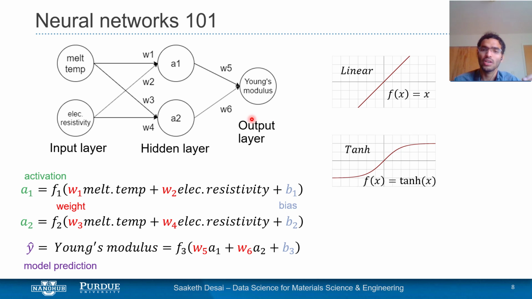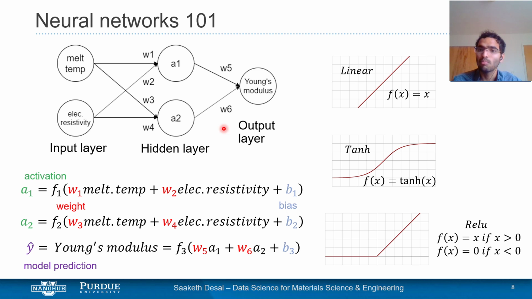Some other activation functions are the hyperbolic tangent, which restricts the output to be between -1 and 1. Another popular activation function is the rectified linear unit, also called ReLU, which returns the input as it is if the input is positive, or returns 0 if the input is negative. So these are some common activation functions that are used in training neural networks, and we will use some of this in the hands-on tutorial to predict the Young's modulus, and a little bit here in the lecture to understand the workings of our network.